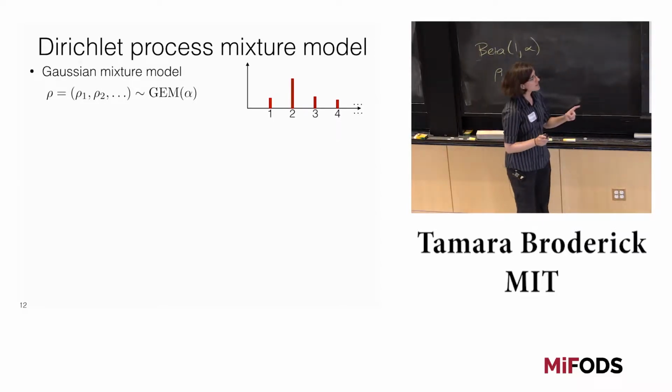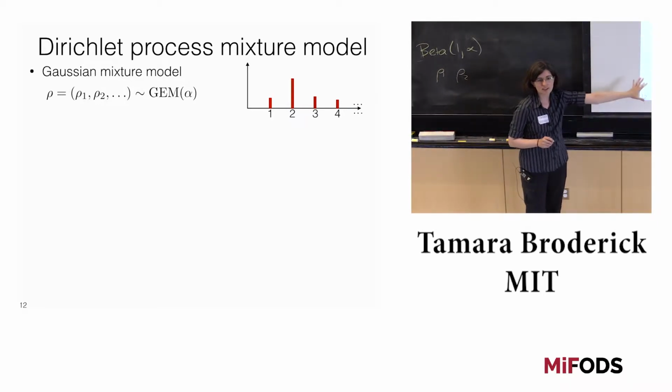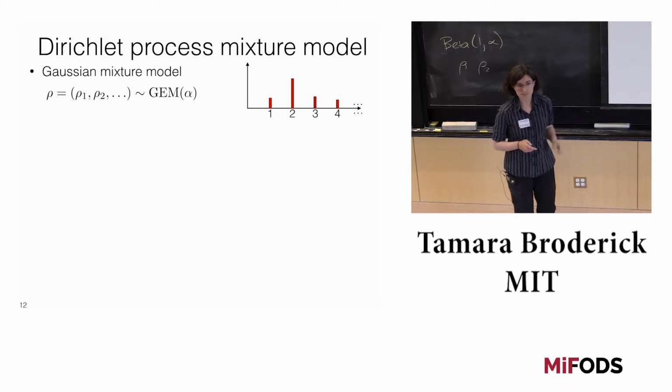OK, so let's fill in this discussion. We had these slides earlier that showed what a 2-component mixture model looks like, and what a k-component mixture model looks like. Now let's talk about what a GEM mixture model looks like. And in the course of this slide, we're going to define what a Dirichlet process is.